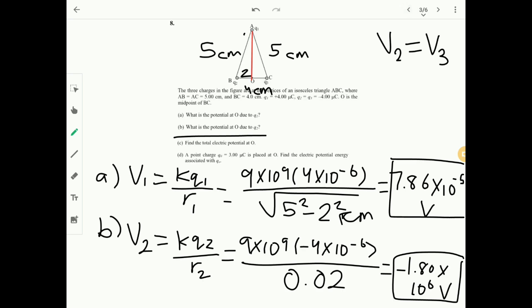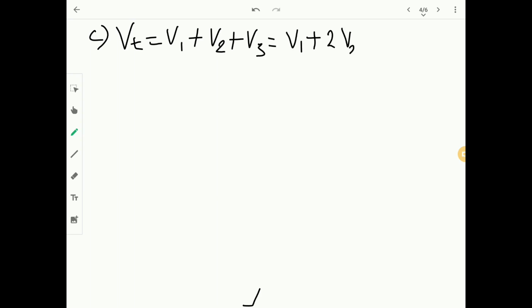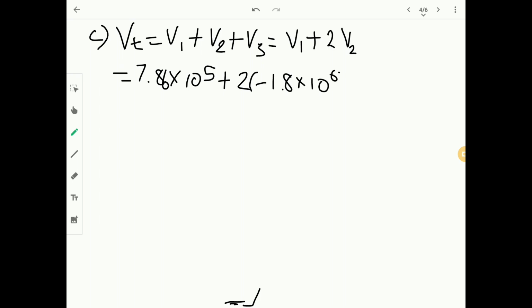Part C now. Total electric potential at O. So what we have to do is V1 plus V2 plus V3, and using this we can find our answer. So let's call this V total equals V1 plus V2 plus V3, which is simply V1 plus 2V2, which is, let's write this like this, 7.86 times 10 to the 5 plus 2 times minus 1.8 times 10 to the 6, and we should get minus 2.81 times 10 to the power of 6 volts.